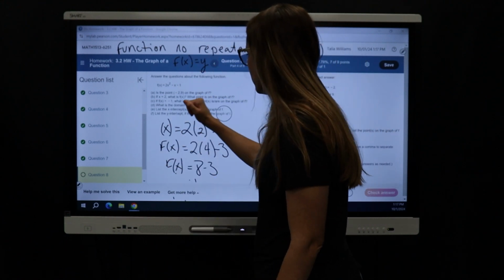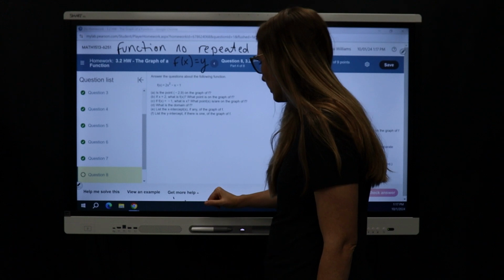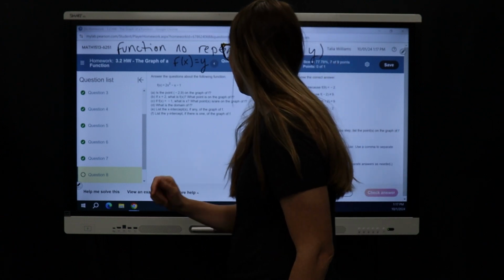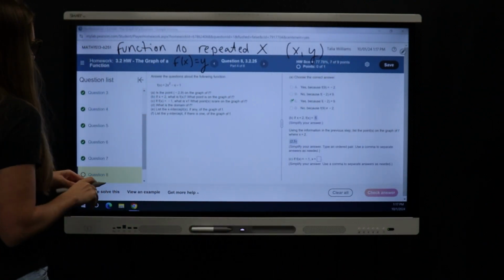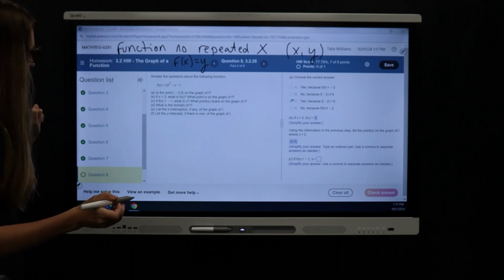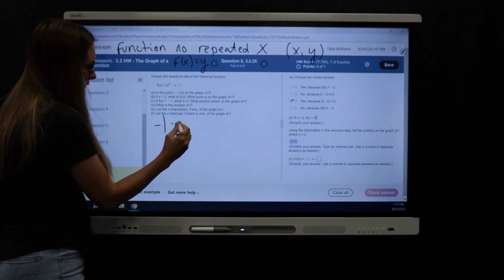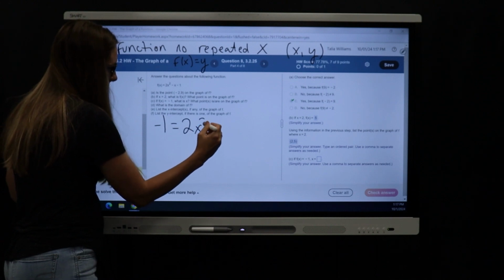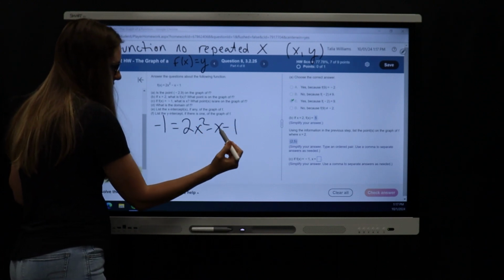Okay, if f of x equals negative 1, what is x? So they gave us y, and they want to know what x is. This one will be probably a little more mathy. Negative 1 equals 2x squared, subtract x, subtract 1.